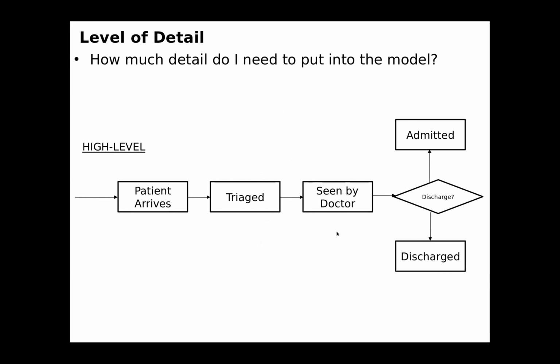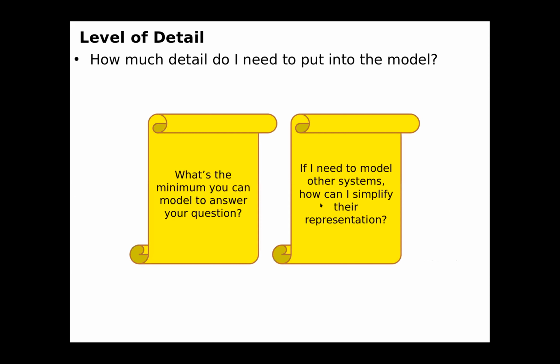Of course, on the other end of the spectrum, you might think about a very high-level model where you might say, well, patient arrives, they get triaged, seen by the doctor, and then they're either admitted or discharged. Now, that'll probably be too simple a model, but at the same time, it may well be that's exactly what you need. And in fact, I've built almost exactly that model before, and it all comes back to the question that you're trying to answer. Is that level of detail sufficient in order to answer my question? So again, it comes back to these two questions. What's the minimum you can model to answer your question? And if I do need to model other bits of the systems, how can I simplify their representation? And those key questions, keep asking yourself all the way through the conceptual modeling process.